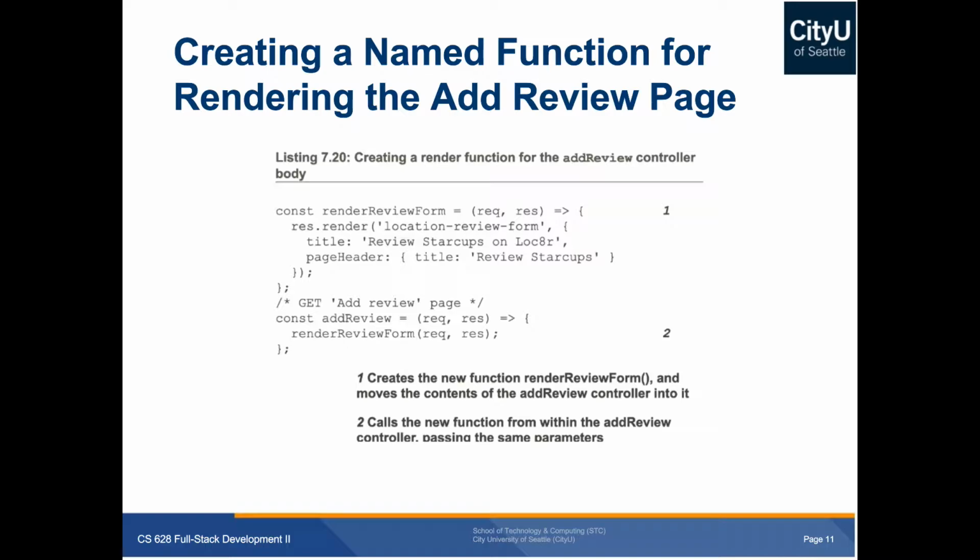So the render review form would render this pug template and have the following changes of values with title and page header. For the get requests, we also have the render review form. It will basically get the review form.